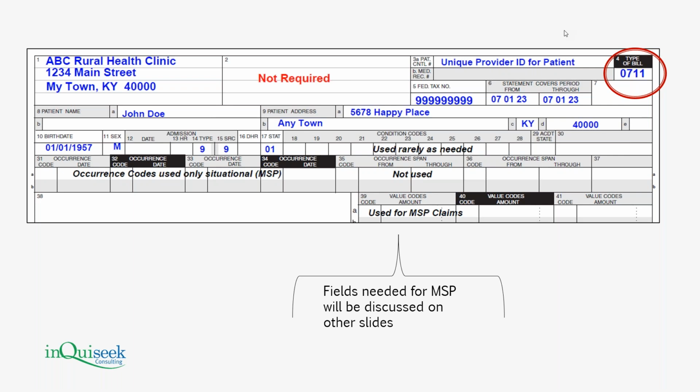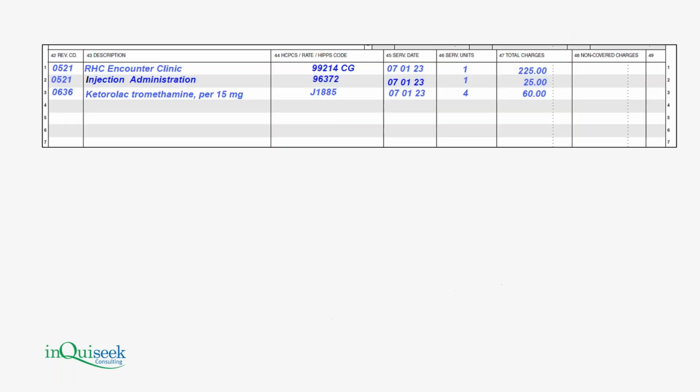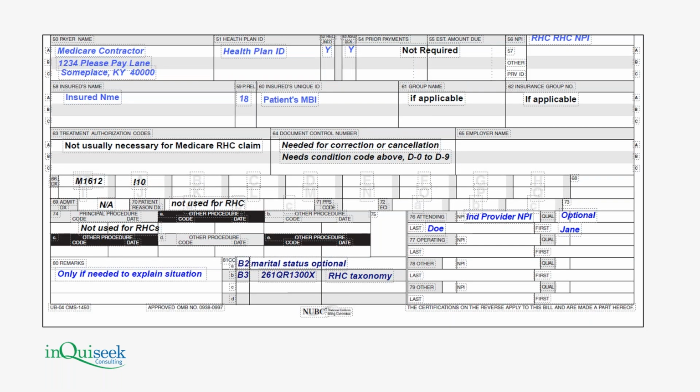So this is the top section of our form. The blue fields are mandatory fields for your claim. Red ones are not required, and ones that are in black or gray are optional. So we're going to talk about the fields that are needed for Medicare secondary payer at the very end of the presentation. And then we move to the middle part of our claim where we're actually listing the charges. This is where our CG modifier goes, our revenue codes, our CPT codes, and HCPCS codes. I know this was covered on Tuesday. And then the bottom of our form, these are the things that we need.